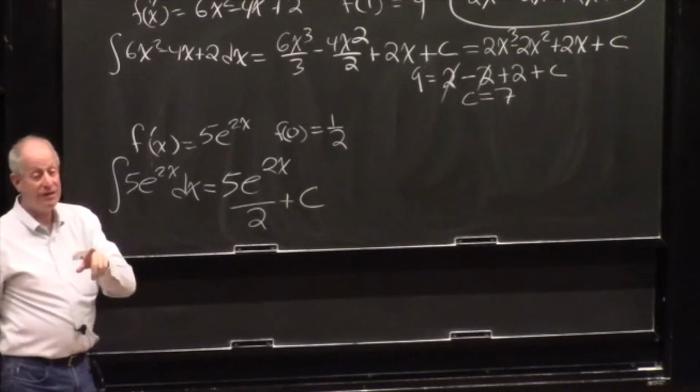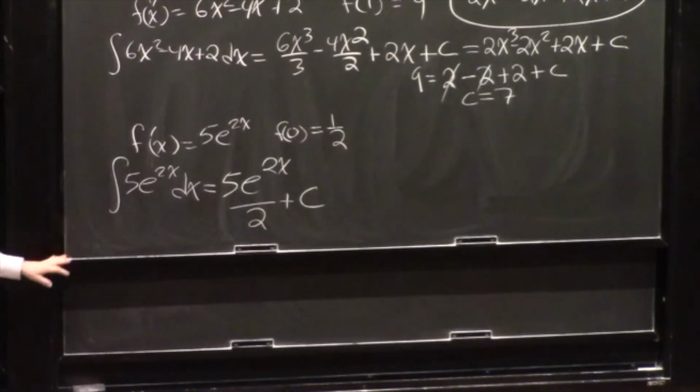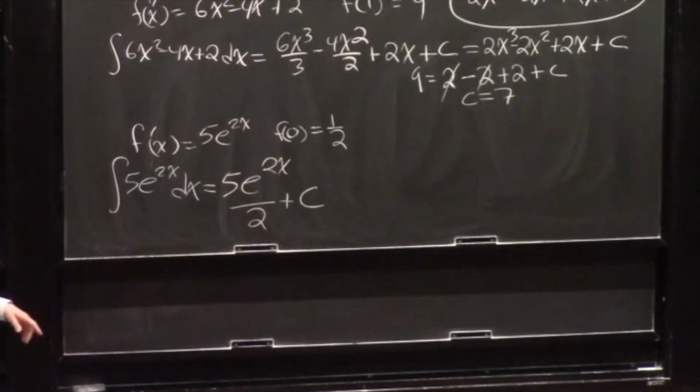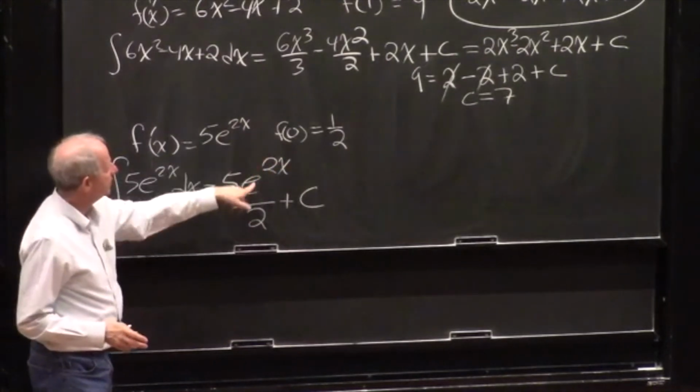No, don't do 5e to the 3x over 3, because this isn't a polynomial. This is e. Okay, so remember the integral of e to the kx is just e to the kx over k. So the integral of e to the 2x is e to the 2x over 2. Because remember, what's the derivative of e to the x? E to the x. And the integral of e to the x is e to the x. So it never changes. So the only thing this is doing is adjusting the constant.